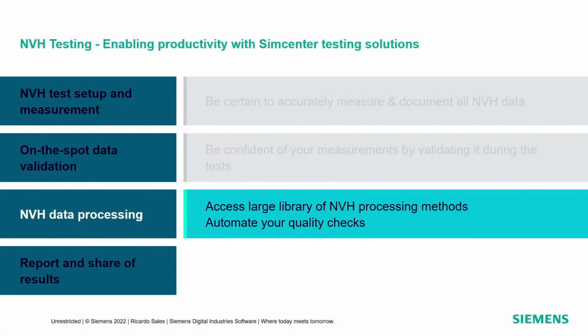So for the NVH data process, we saw how we can access in the software a large library of NVH processing that are in place, and also how you can create your own processing based on the existing ones. And what is important also to optimize these NVH campaigns, how to automate your quality checks. So by doing these two steps, you make sure that your time and the quality of your data is optimized, and you don't have the extra delays in the data processing phase of your campaign.